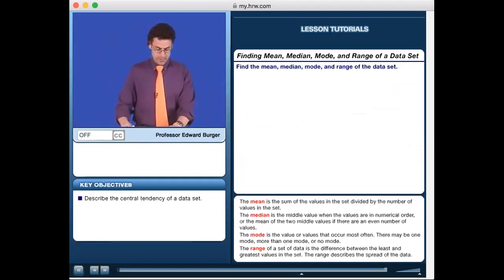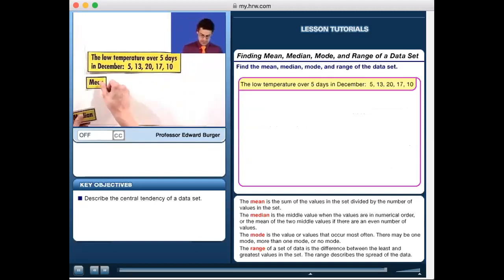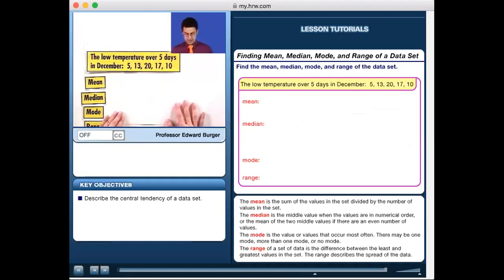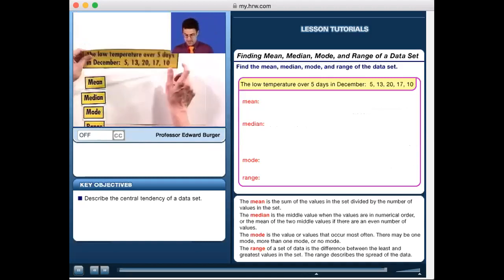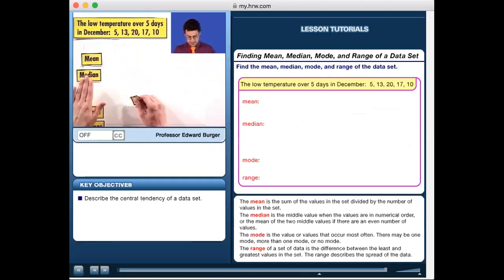All right, here we go. So this is the low temperature over 5 days in December. We have 5, 13, 20, 17, and 10 degrees. And for each of these, I like to find the mean, median, mode, and range. All right, so what are we going to do here? Well, first of all, let's just take the data, and we can organize it a little bit.